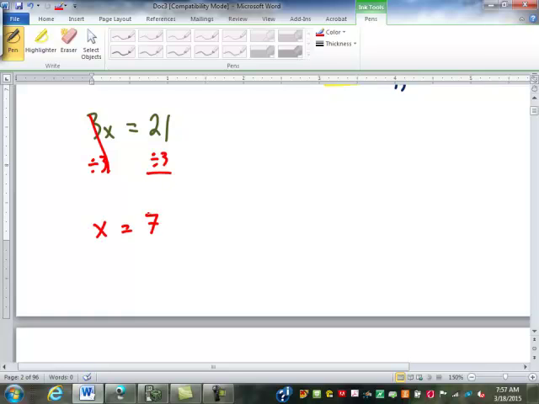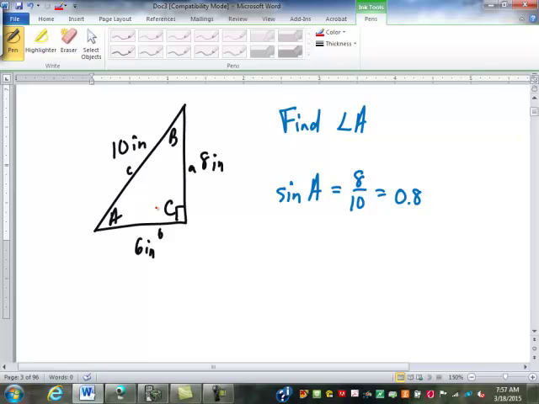But what we have down here is just an equation. If I wanted to think of that angle as x, sine of x is 0.8.